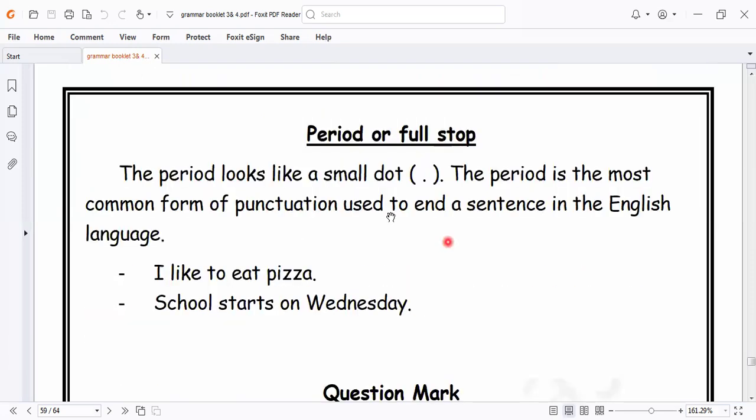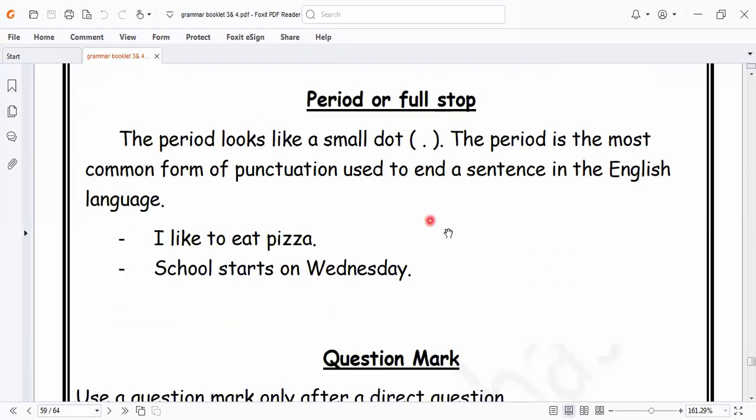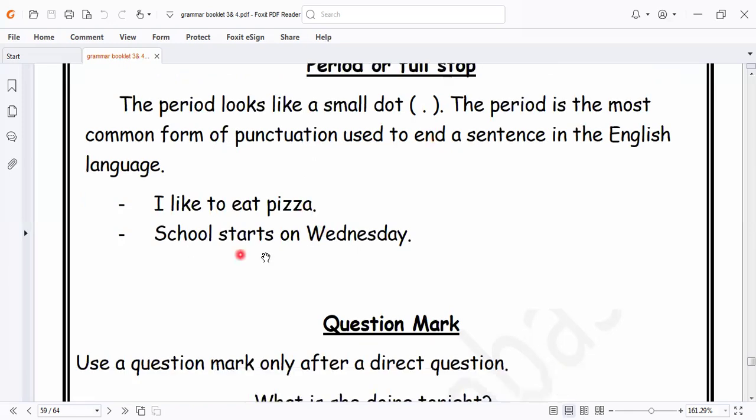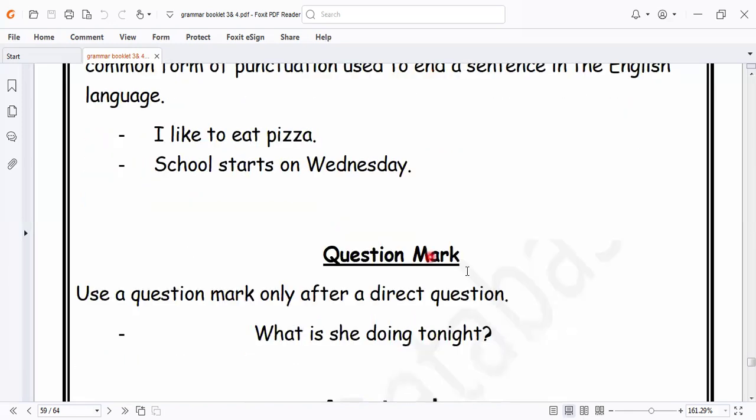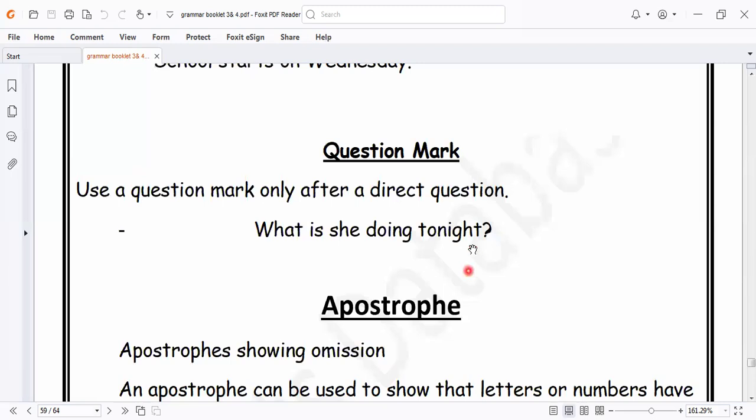Okay, here we have rules that we must take care of when we make the punctuation. When we do punctuation, we must put a dot or a period at the end of the sentence, like this: I like pizza. School starts on Wednesday. We have here a question mark. As I explained during the lessons, don't forget to put the question mark if the sentence is a question, like this: What is she doing tonight? So when the sentence is in interrogative form, we must put the question mark at the end of the sentence.